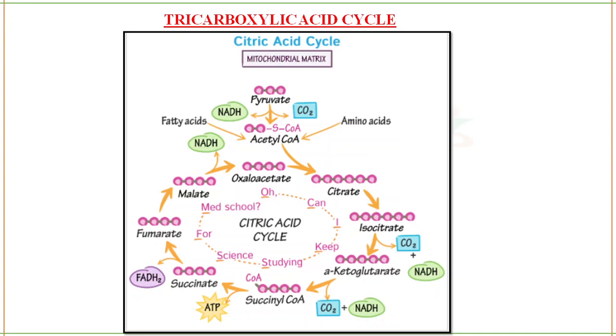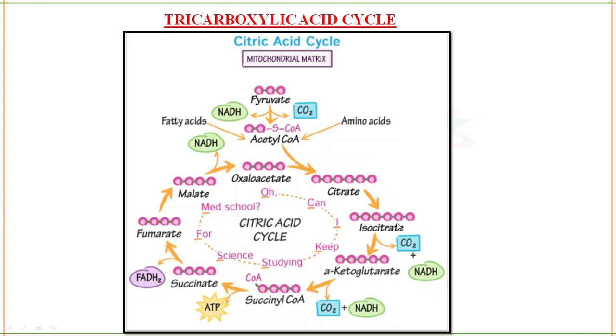So this acetyl-CoA, a 2-carbon compound, interacts with oxaloacetate. Oxaloacetate is a 4-carbon compound. So the 4-carbon oxaloacetate interacts with the 2-carbon acetyl-CoA to give rise to citrate, which is a 6-carbon compound, because acetyl-CoA is 2 carbon and oxaloacetate is 4 carbon, so together they form a 6-carbon compound. We call it citrate. Acetyl-CoA plus oxaloacetate gives citrate. Citrate is the compound which has 3 carboxylic acid groups. Therefore the pathway is named tricarboxylic acid cycle, citric acid cycle. From citrate you will get isocitrate.